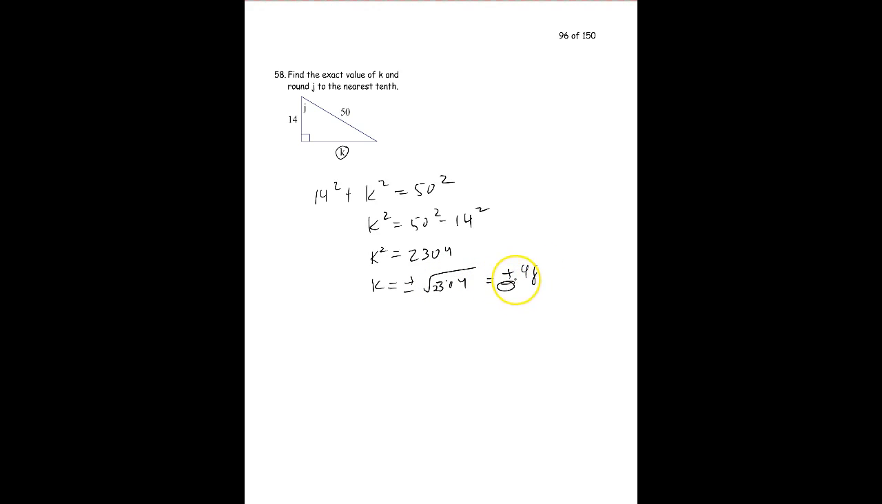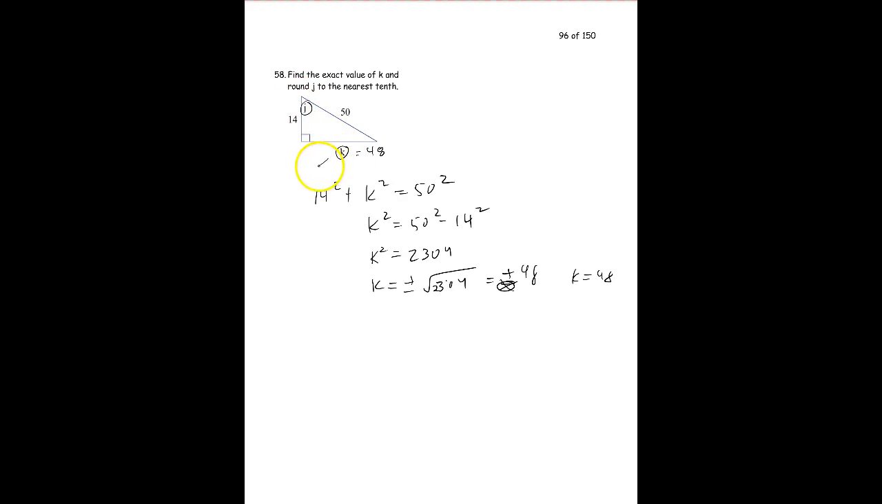And again, I've said this in a prior video, you throw away that negative solution because it's not helpful. So we know K equals 48 here. And now we need to find angle J. Here we have all the sides of the triangle, so you can just pick your favorite ratio. I'm going to go ahead and pick sine, just because.